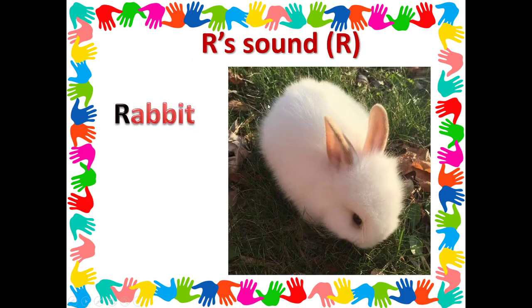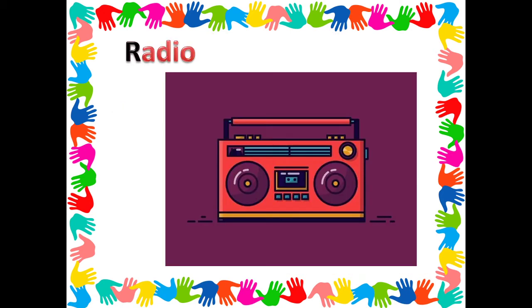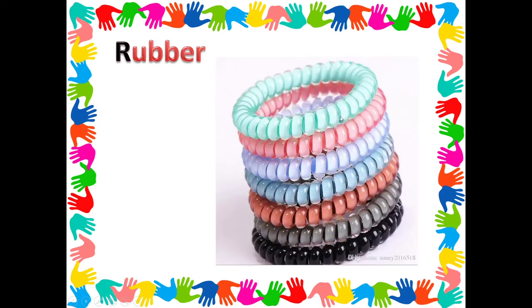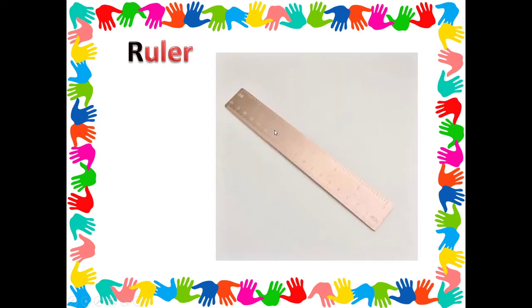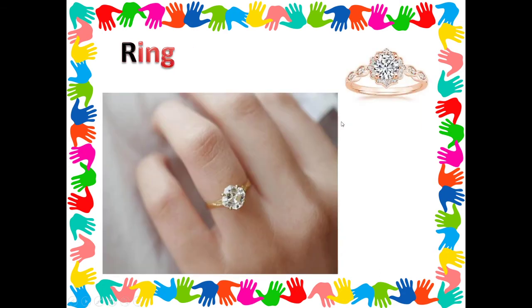Now, let's start. R, rabbit. R, rabbit. R, radio. R, radio. Repeat after me. Come on. R, rubber. R, rubber. Okay? R, ruler. R, ruler. R, ring. R, ring.